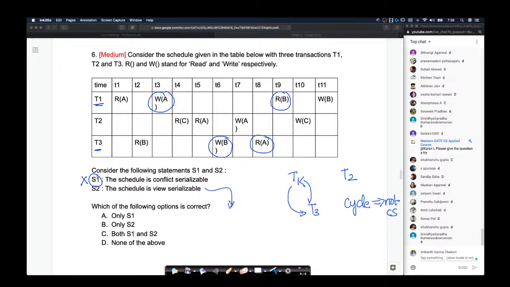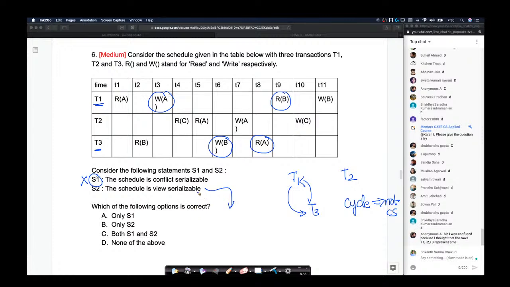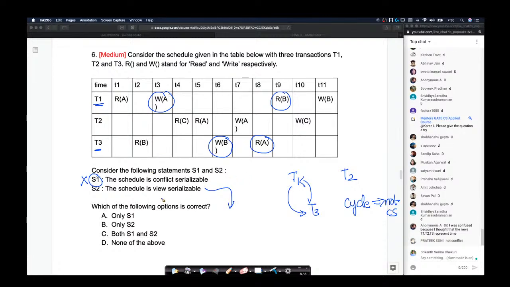Now you can also follow how to check view serializability, right? There is a very standard way that we explain in our course videos that you can also find in most textbooks. The way you determine that this is view serializable is you make it view equivalent to a serial schedule. You can go down that route. That's one way of solving it.